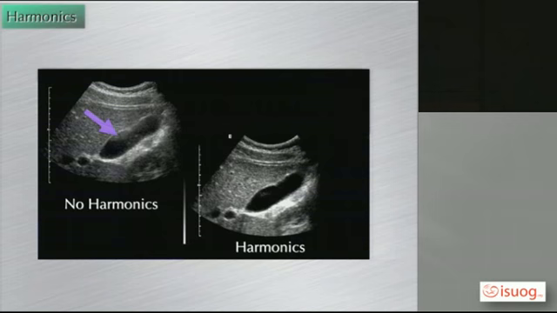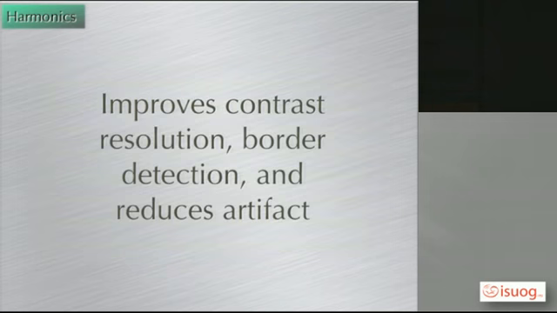This is an example from the gallbladder. Notice that when harmonics is activated, there are no reverberations in the lower image. Therefore, harmonics improves contrast resolution, border detection, and reduces artifact.